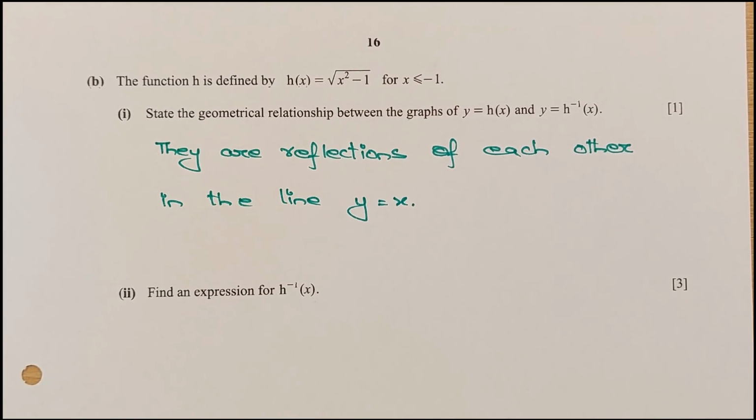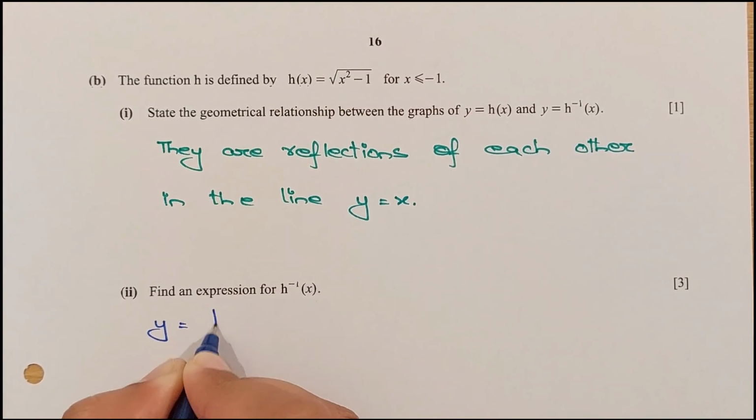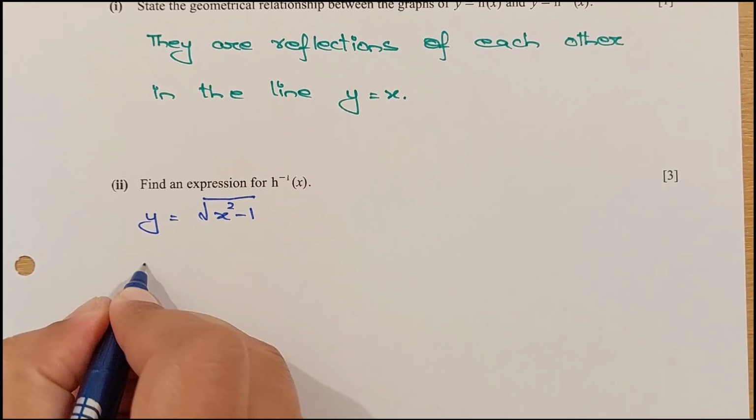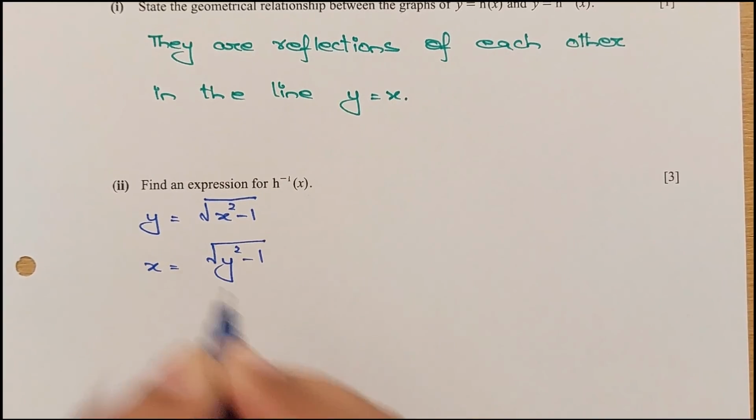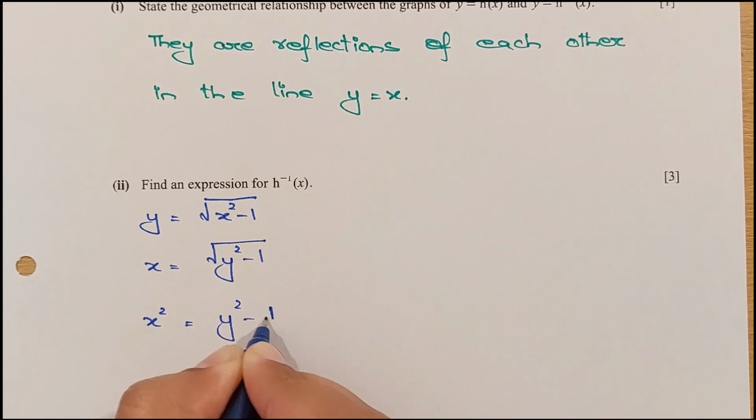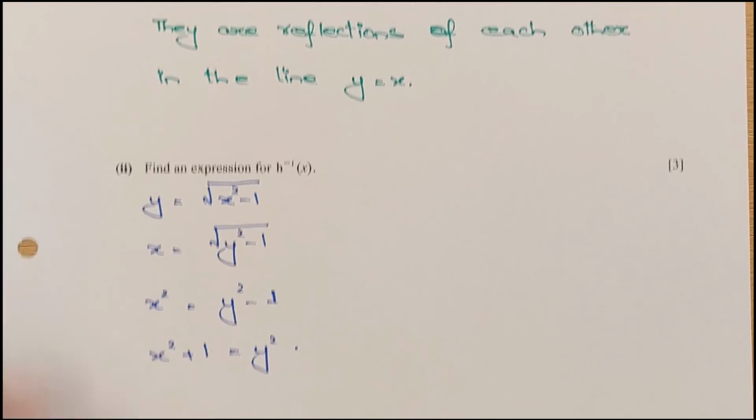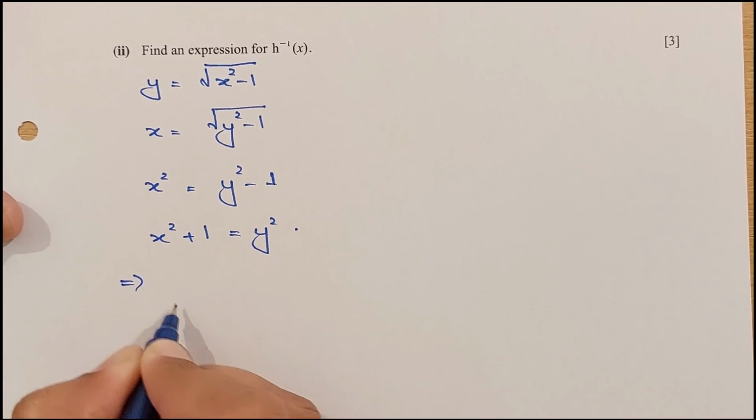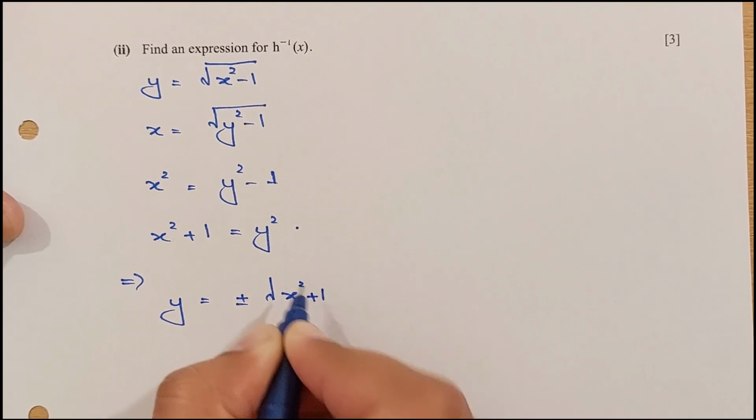Now for the second part, find an expression for h inverse of x. So we have to put y equals to h of x, that is square root of x square minus 1, and then we have to change the variables. X is equal to square root of y square minus 1. To solve for y, taking squares on both sides, x square equals to y square minus 1. So x square plus 1 equals to y square, and from here the value of y is plus minus square root of x square plus 1.